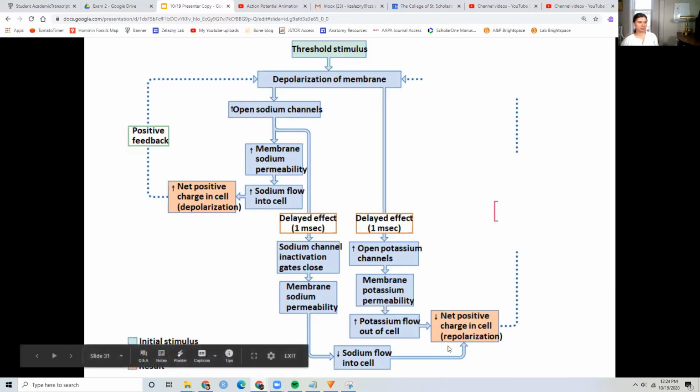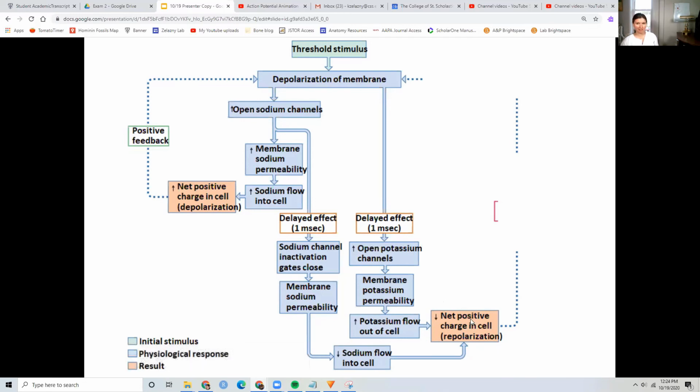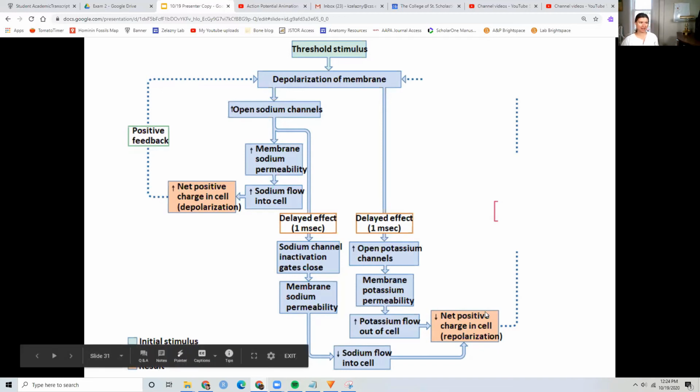Okay, so we have potassium flowing out of the cell. And here we can actually see what it says in that box. We now have the net positive charge in the cell decreasing. So this is due to these two factors working together. We have a decrease in the sodium flow into the cell, and we have an increase in the potassium flow out of the cell. So we don't have positive charges coming in anymore, but we do have positive charges flowing out.